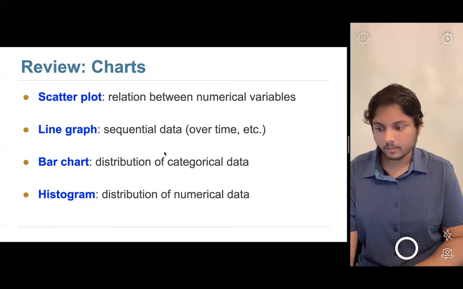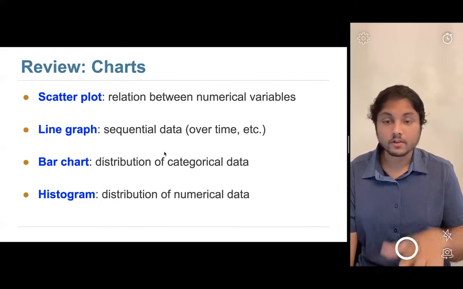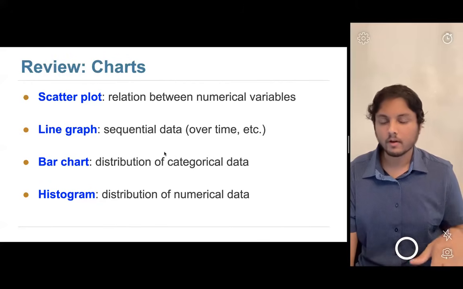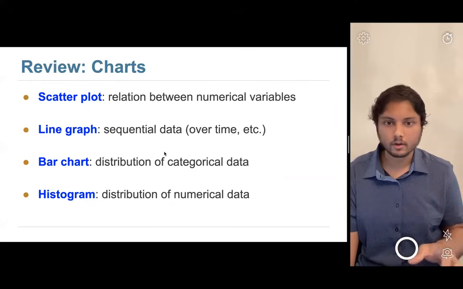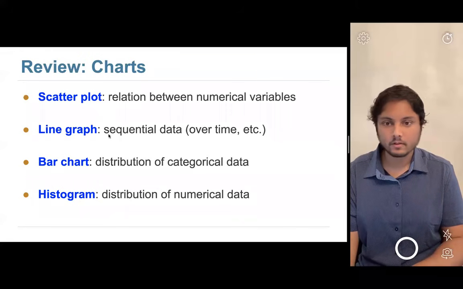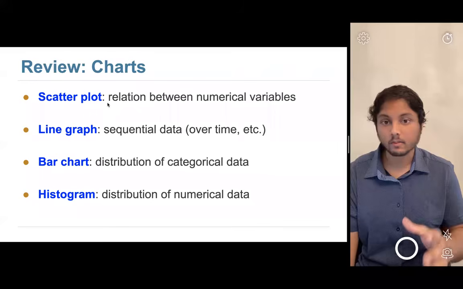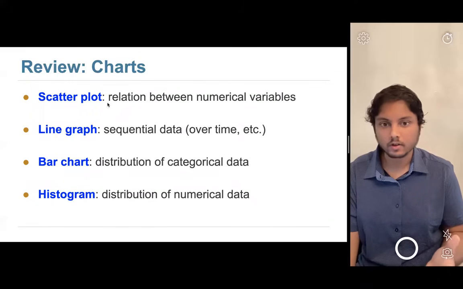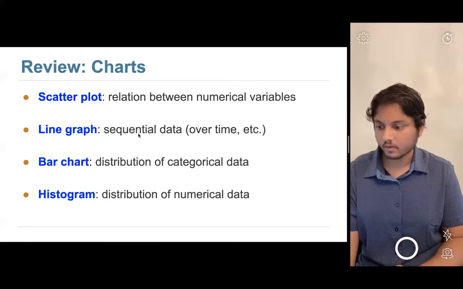And then we talked about bar charts. Again, bar charts are for distribution of categorical data, and histogram is distribution of numerical data. The thing about bar charts and histograms is that those are just talking about one variable, whereas scatter plots and line graphs, each of these is a graph that's talking about two variables and how they're associated with each other. So those are the main differences in all the different charts that we've seen so far.